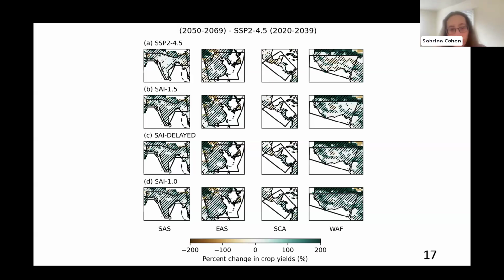But I'll briefly point out that these two intermediate scenarios, SAI 1.5 and SAI delayed, the idea of these scenarios is to basically maintain the climate as it is in the present day. And we can see effectively that under SAI 1.5 and SAI delayed, there are relatively modest changes in extreme heat, in precipitation, in soil moisture, in crop productivity, etc.